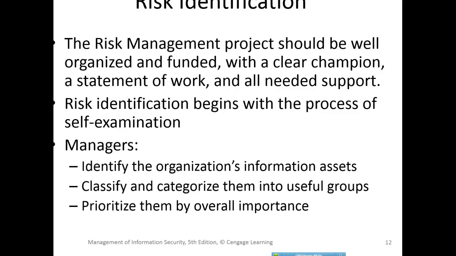So risk identification actually begins with the identification of information assets, and by doing a self-examination. Managers have to identify those information assets, which include people, procedures, data, software, hardware, and the networking elements. They need to classify and categorize them into useful groups, and then prioritize them by overall importance.